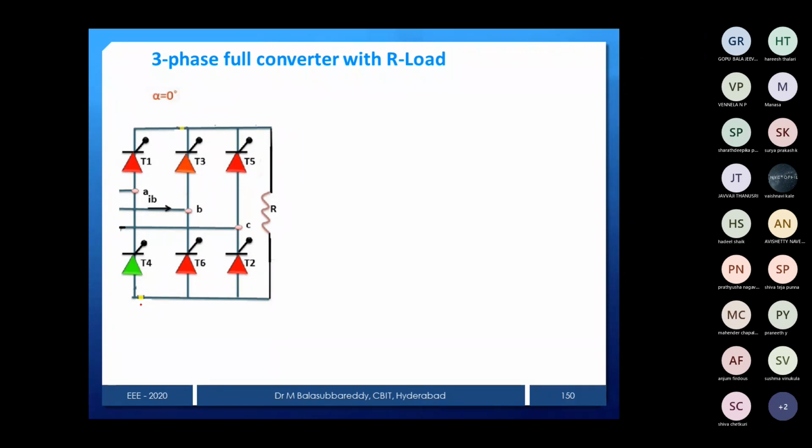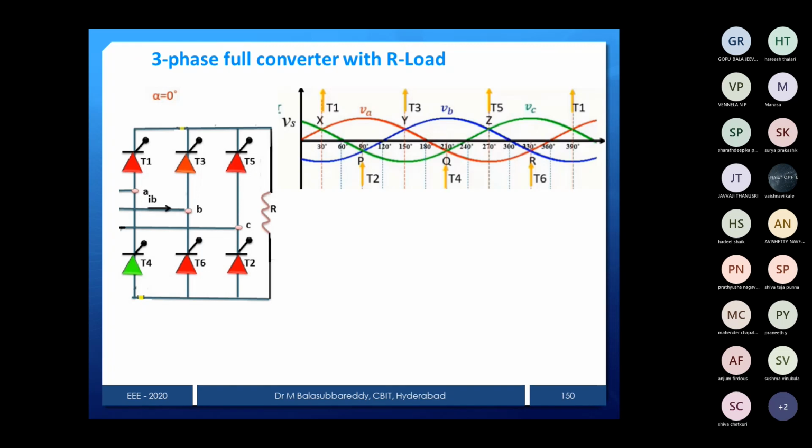Then you have to provide the firing pulses. Then you have to shade the output. That is the sequence of the graph representation. Now I draw the supply voltage. This one is a 3-phase input. So whatever we mentioned here, that is a 3-phase input voltage.